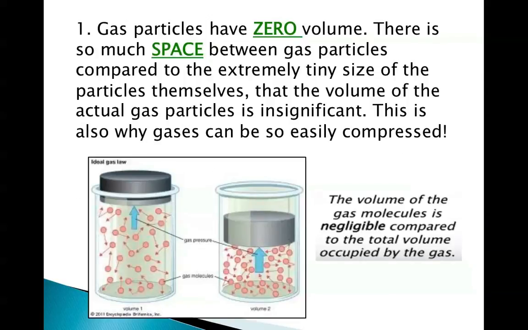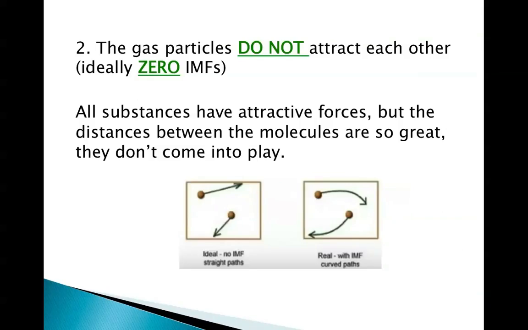The first thing is, under this theory, gas particles essentially have zero volume or negligible volume. When we're measuring the volume of a gas, we're really measuring the space between the gas particles, because the particles themselves are so tiny that it's insignificant. This is also why gases can be easily compressed. So a common phrase related to KMT is that the volume of the gas particles themselves is negligible compared to the total volume occupied by the gas.